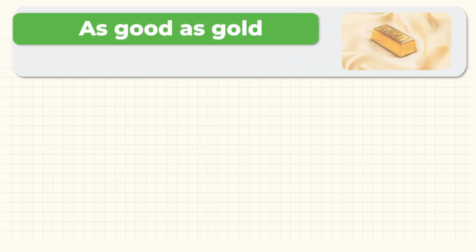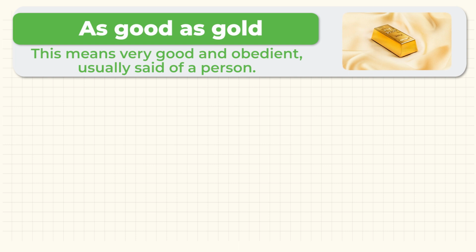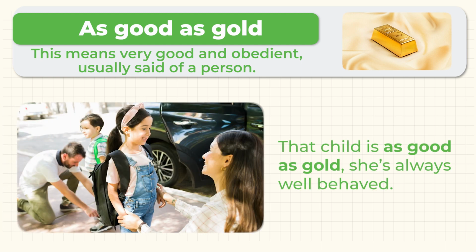As good as gold. This means very good and obedient, usually said of a person. That child is as good as gold. She's always well behaved.